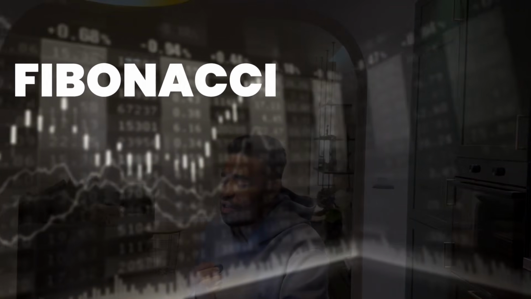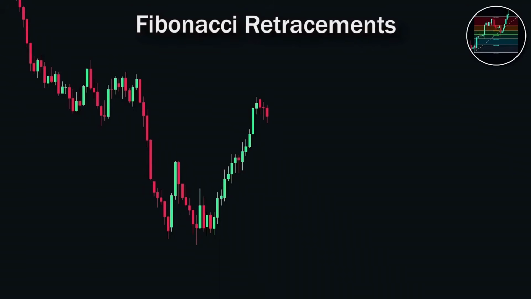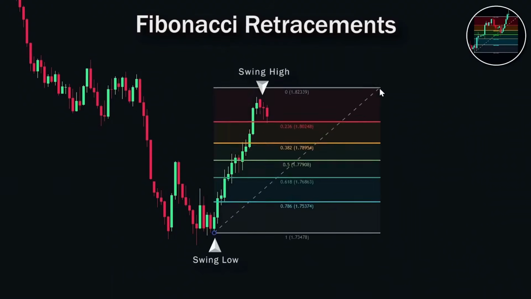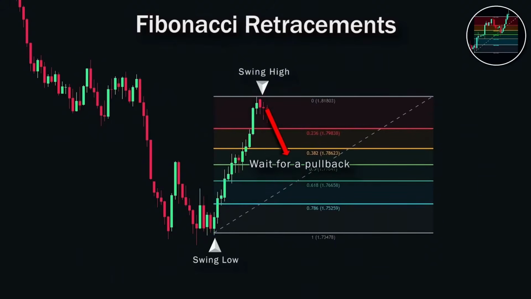So first one on the list, let's start with none other than Fibonacci retracement. So let's get straight to an example. Let's just say a stock runs from $10 to $20. Instead of chasing at 20, what people want to know is this: if price pulls back, where could it potentially find support and continue higher? That's where Fibonacci comes in.